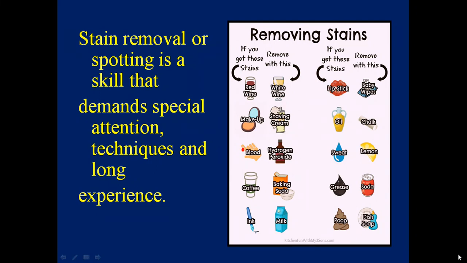If you want to remove coffee stain, you can use baking soda. If you want to remove the stain of ink, you can use milk. As far as lipstick stain is concerned, you can use baby wipes. Then for oil, you can use chalk. Then for sweat stains, you can use lemon. For grease stains, you can use soda. And if you want to remove the stains of poop, then you can use dish soap. So these are some examples of stains and the chemicals.